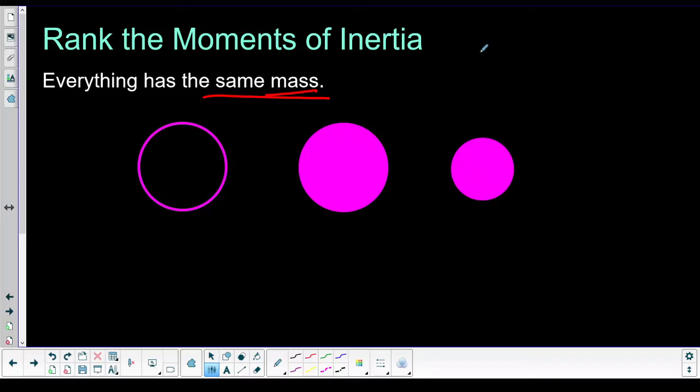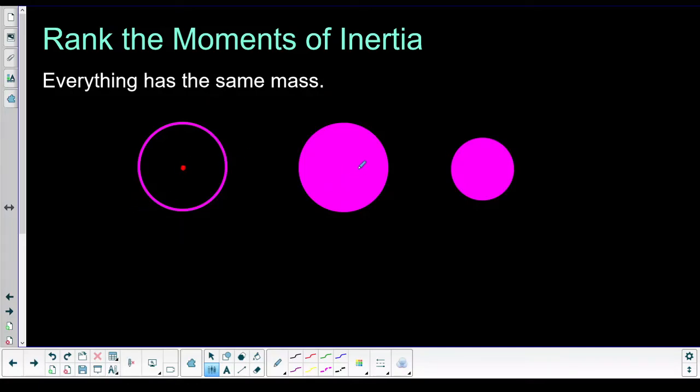So what we want to think about for our moment of inertia is how does mass change and how does the distribution of mass change? Is it closer to the axis of rotation or farther away? Okay, so we need to define an axis of rotation because this is definitely different than something like that, where this is kind of going into the board. You feel me? So we're going to look at this one, where this is the axis.